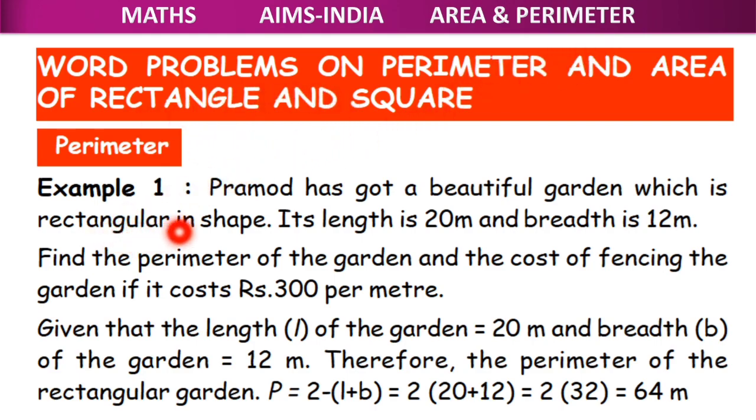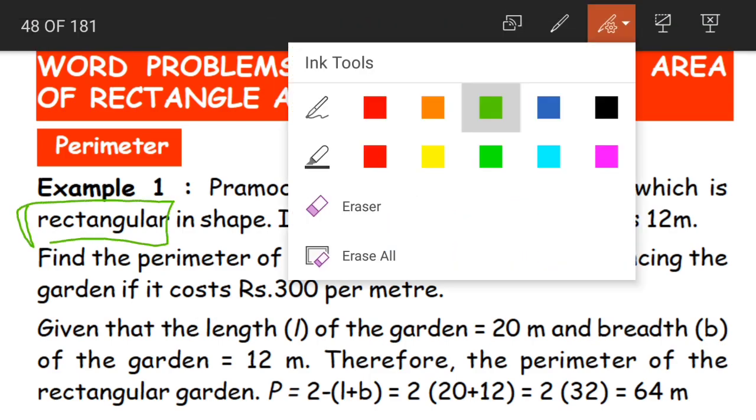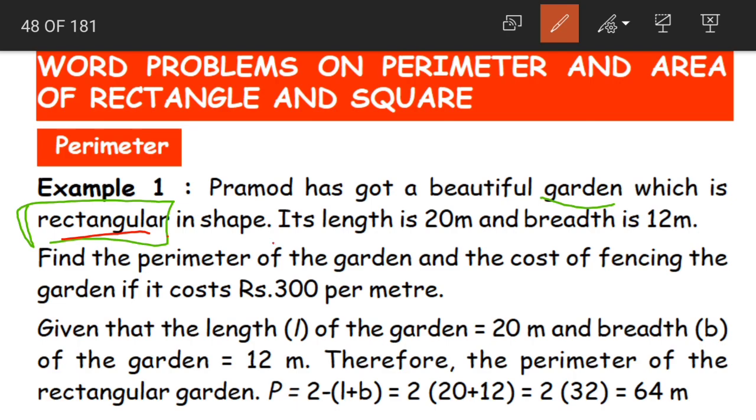Coming to the first example, Pramod has got a beautiful garden which is rectangular in shape. Its length is 20 meters and breadth is 12 meters. Find the perimeter of the garden and the cost of fencing the garden if it costs 300 rupees per meter. Now what are they saying here, children, in the question? Our garden is in rectangular shape and we have to find out the perimeter.